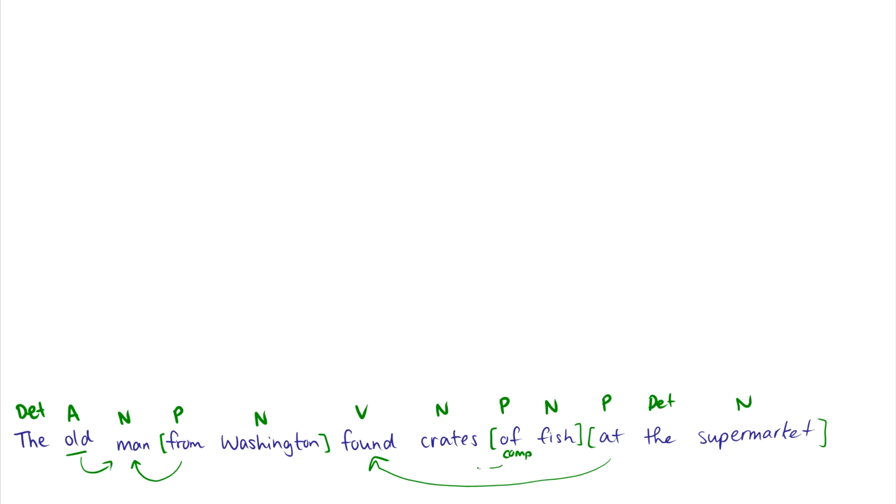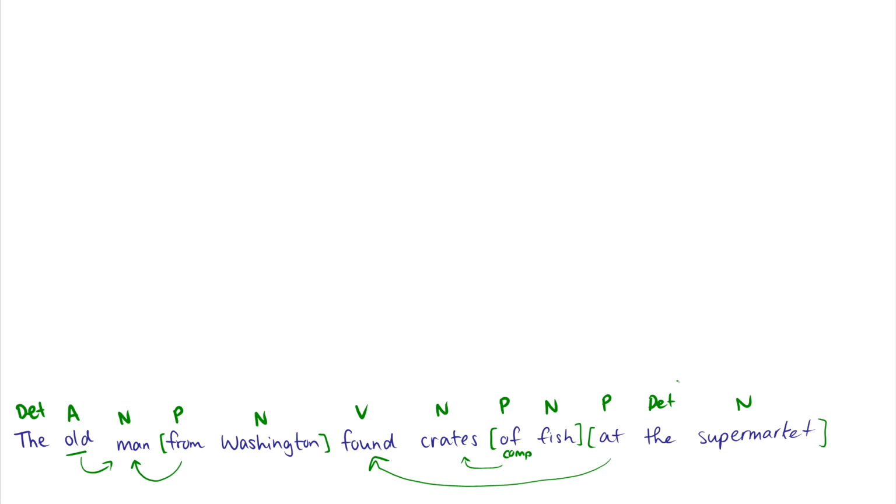Okay. We'll revisit that test a little bit later. So this is pretty difficult. So we can start taking a look at determiners. That's kind of where I like to start. So let's do at the supermarket first.